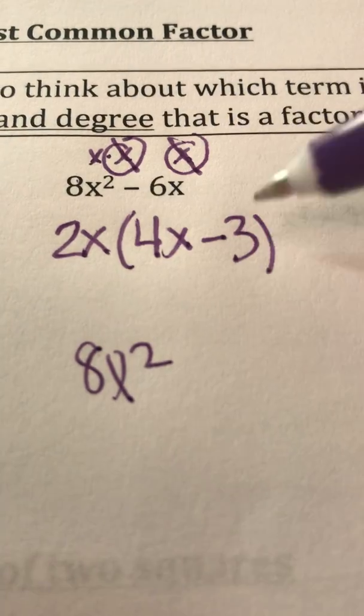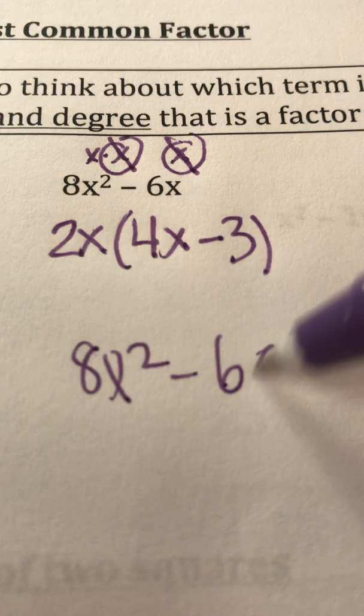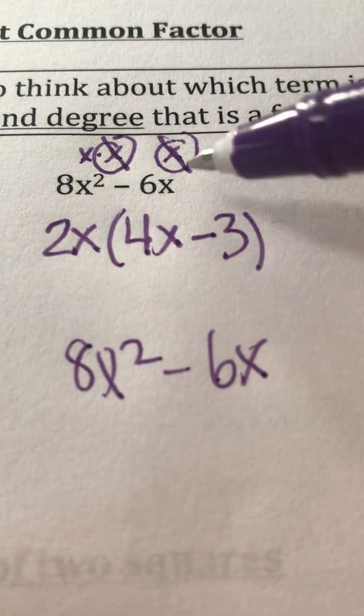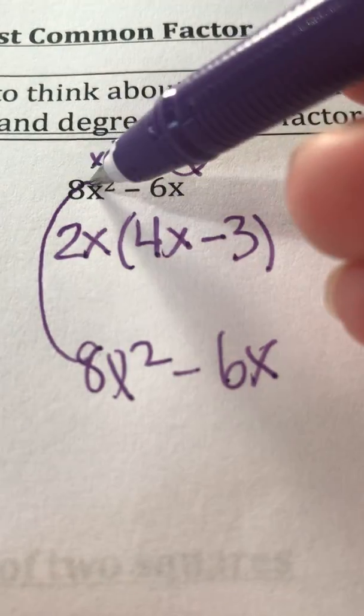If I'm unsure, I can always multiply it. 2x times 4x gives me 8x squared. 2x times negative 3 is negative 6x. Okay, and that matches up here, so we're good. Those two match.